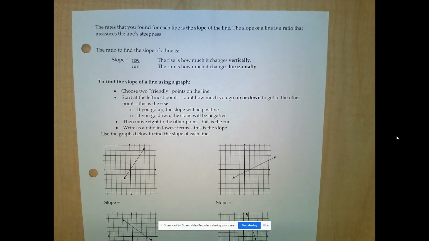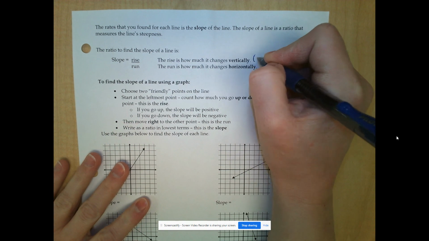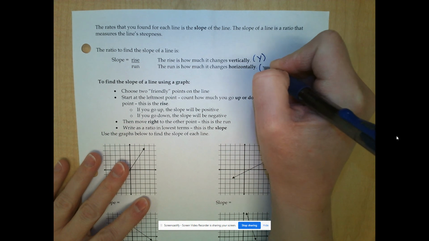The slope of a line is a ratio that measures the line's steepness. Slope is also known as rise over run. The rise is how much it changes vertically, and the run is how much it changes horizontally. Vertically is your Y, and horizontally is your X.